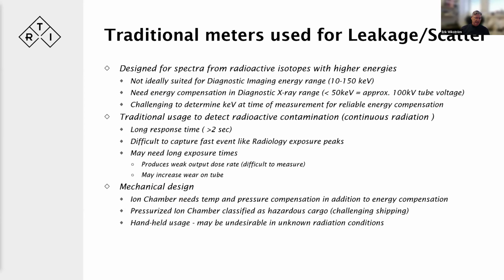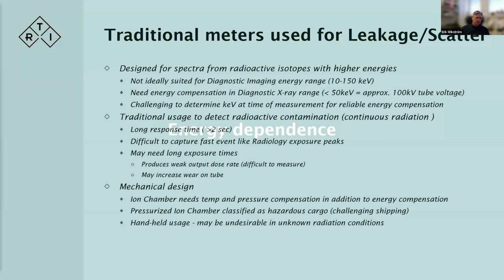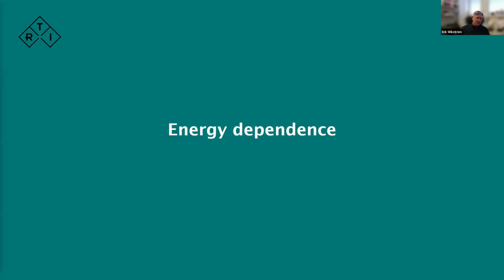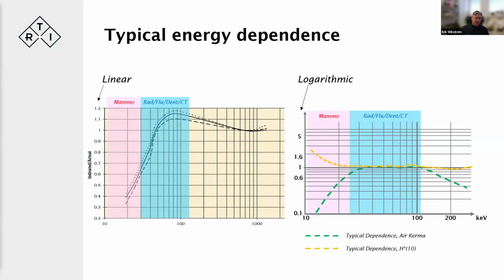And what do they mean then? What are we talking about? Just to give you a better idea again, energy dependence. So these are typical curves of energy dependence that we see from other meters in the market. And there are different scales here also. Here's a linear scale, which produces this curve. And then you may also see logarithmic curves that look like this.